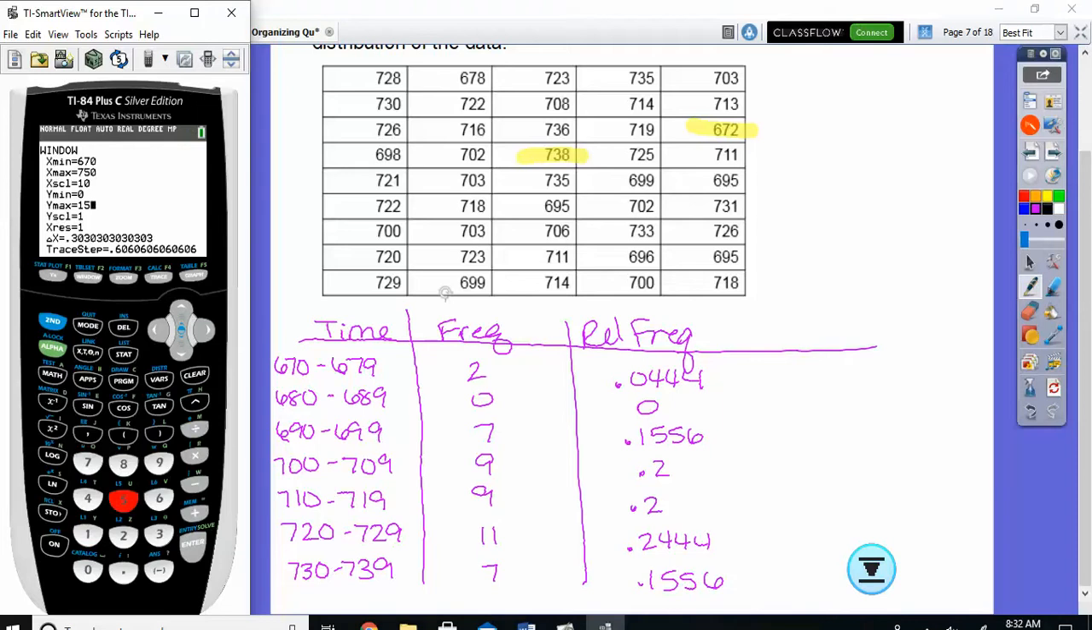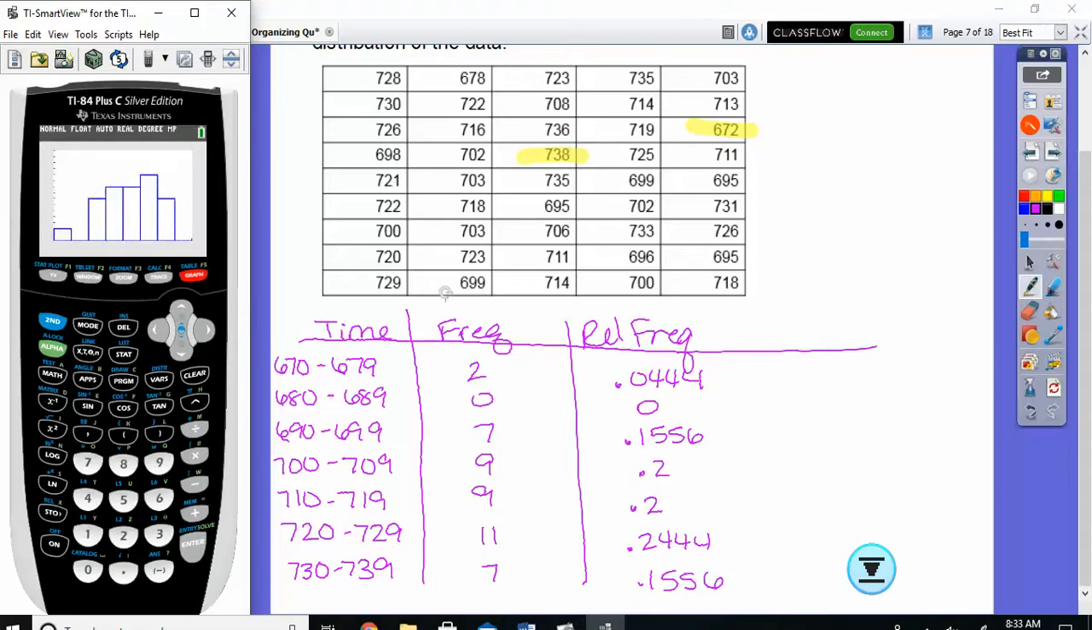Okay. So everybody has your X-min at 670, your max at 750. Scale is 10. I also picked 10 because that was how big our classes were when we set it up. And I adjusted my Y so I could see everything. All right. Everybody good there?